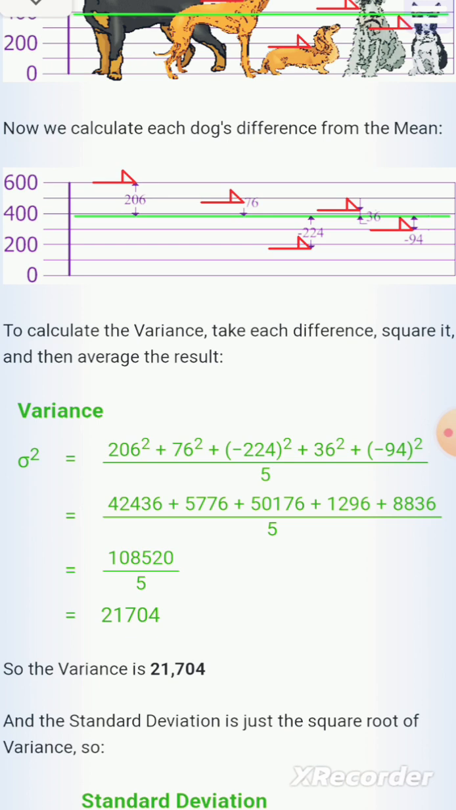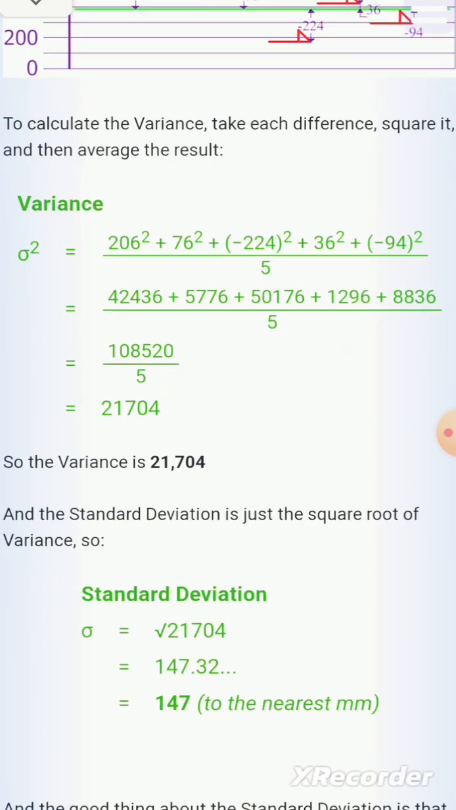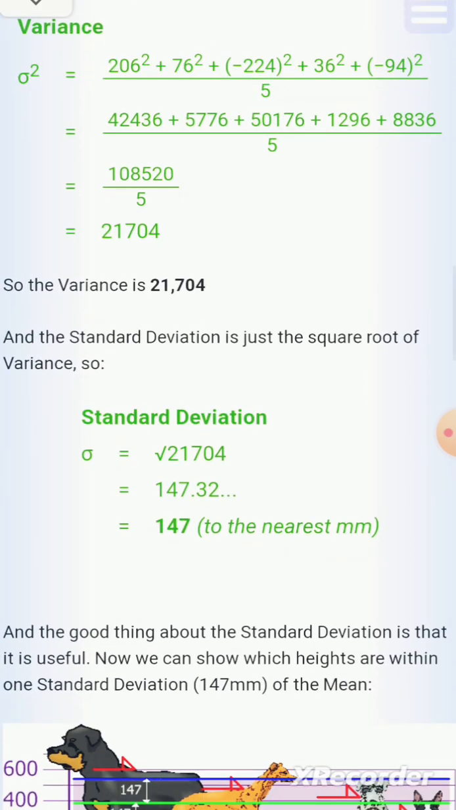Variance is 21,704. After we find the variance, the last thing we need to do is take the square root of 21,704 to find the standard deviation. When we do that, our answer is approximately 147.32, and rounded to the nearest millimeter is 147 millimeters.